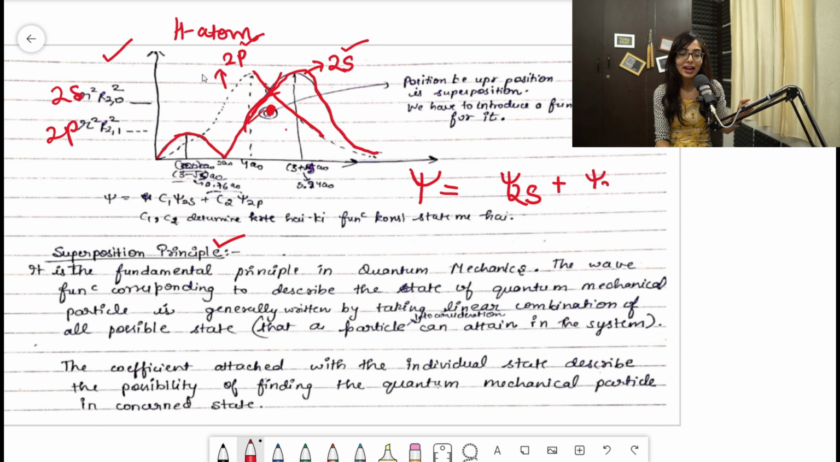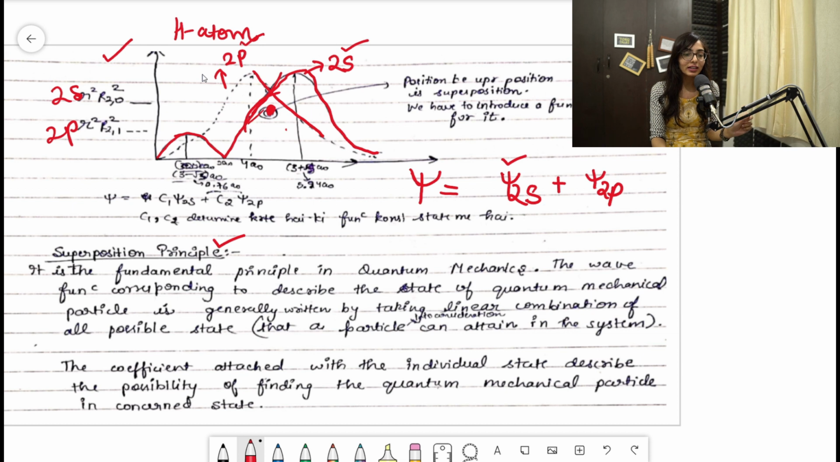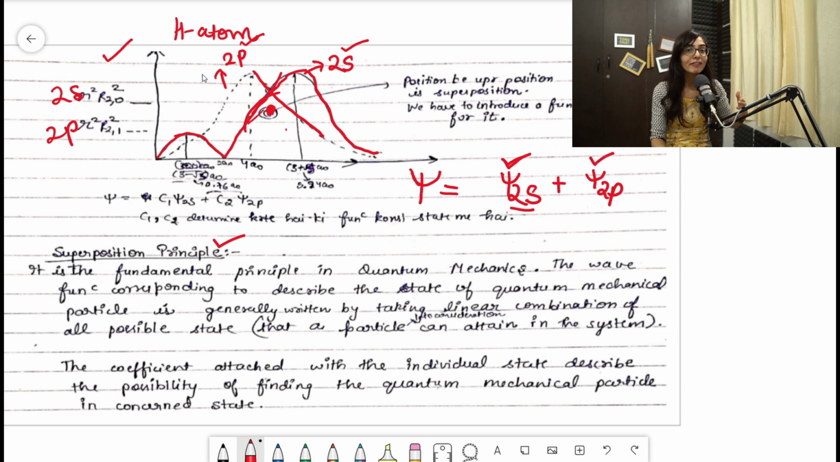and I'll add them. The wave function defines the state, guys. The wave function represents a state corresponding to the 2s orbital. Fine. Suppose a particle is in the 2s orbital, that will be defined by this wave function. Clear? And if the particle is in 2p, that will be defined by this wave function. Clear? Because in quantum mechanics, we always go by the wave function. If I want to define something, I will explain it by the wave function.